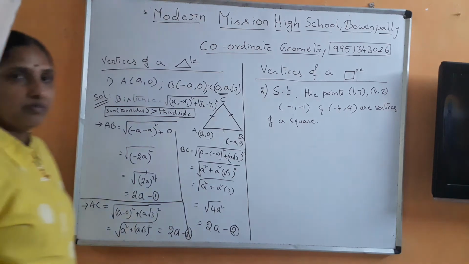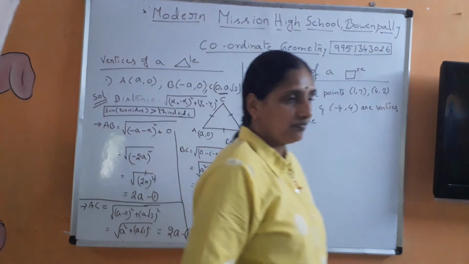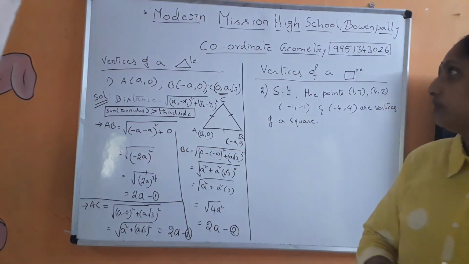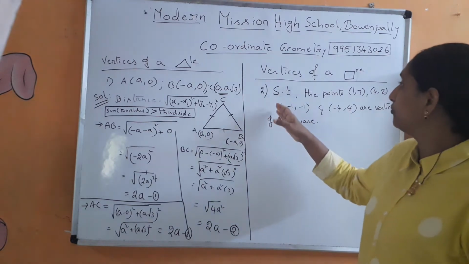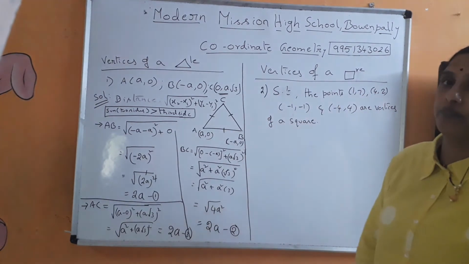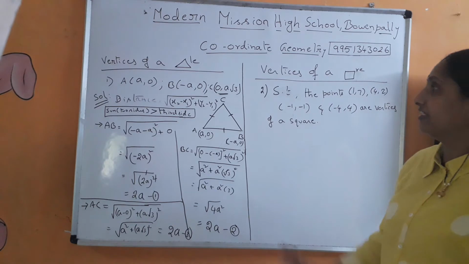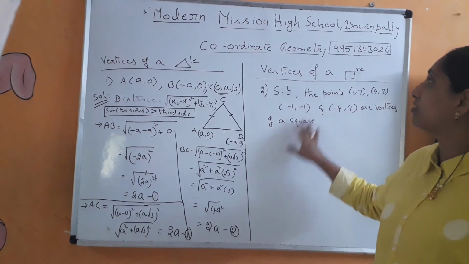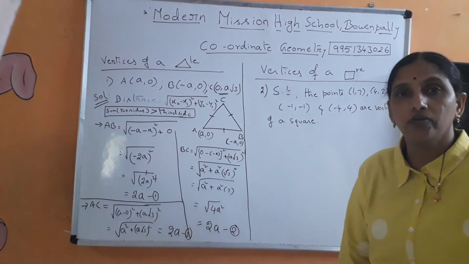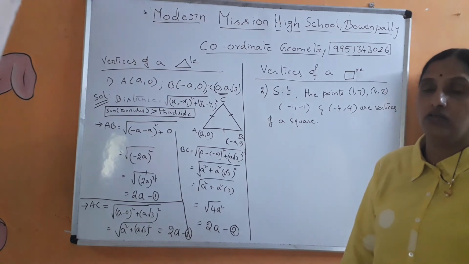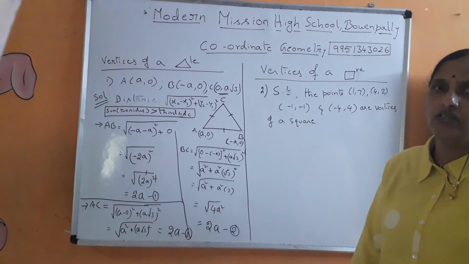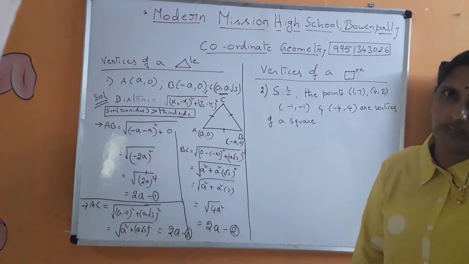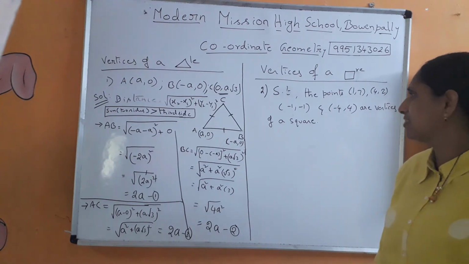Yes. Coming back to the next one. Similarly, as it was given for a triangle, in a similar manner, if 4 points are given to you, to verify whether they form the vertices of a square or not. What is the rule for any shape to become a square? All 4 sides must be equal.